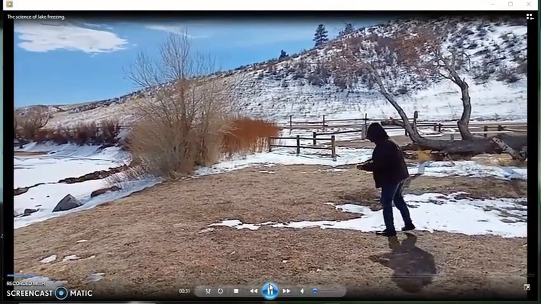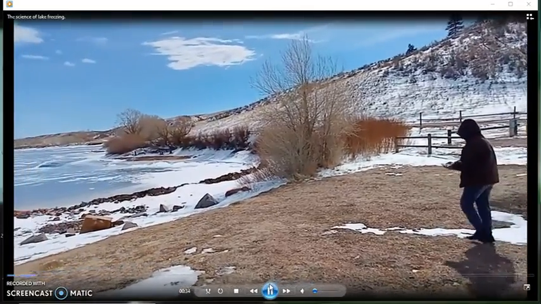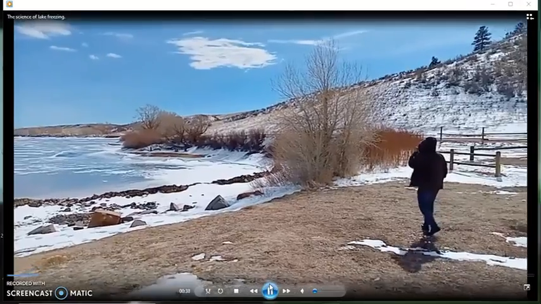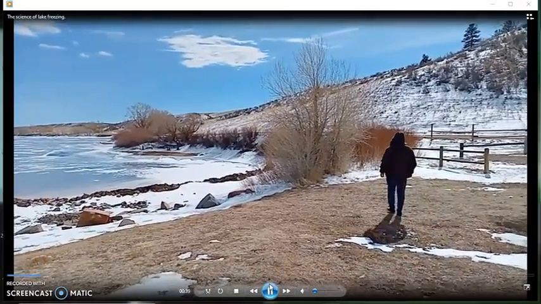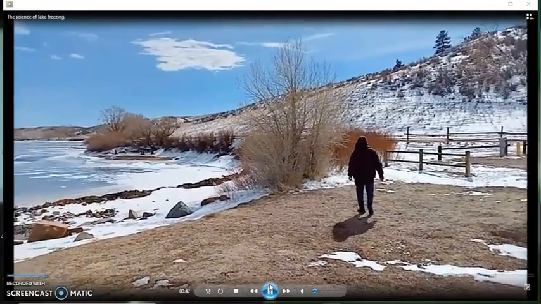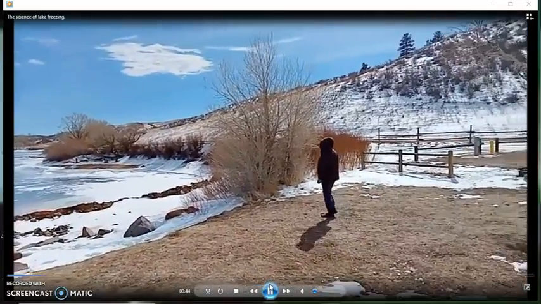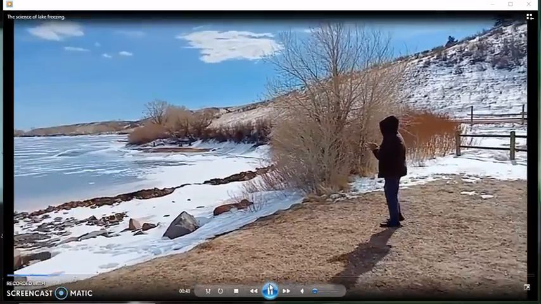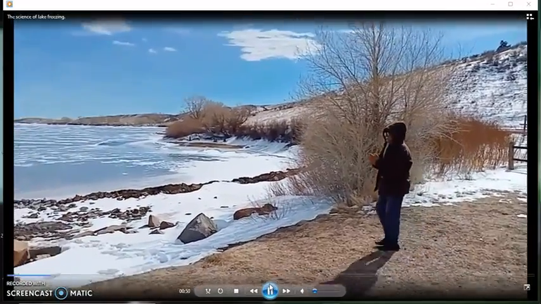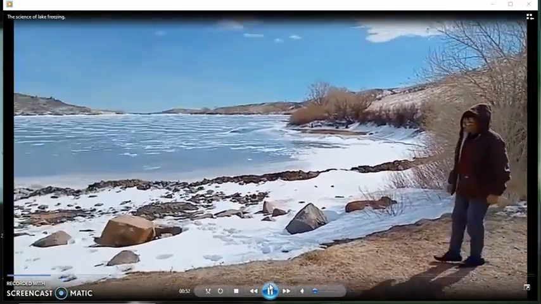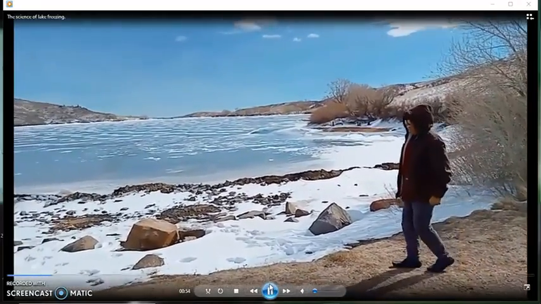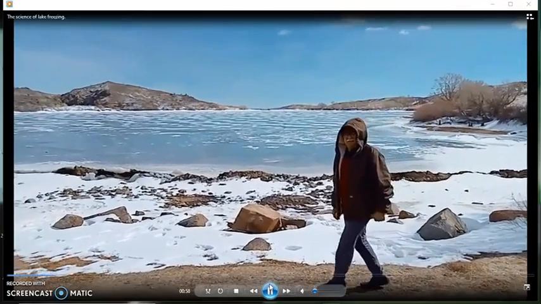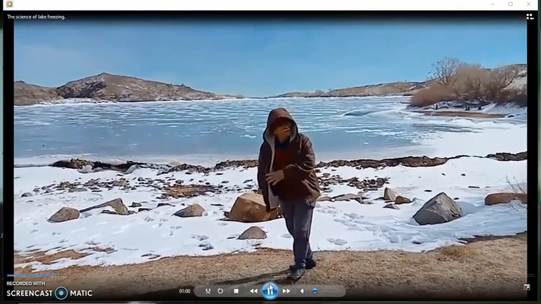When the water reaches 32 degrees Fahrenheit or 0 degrees centigrade, it begins to freeze into ice. Ice will form first around the shoreline and spread inward. Now you see the ice around the shoreline, that means near the beginning of the lake shore.